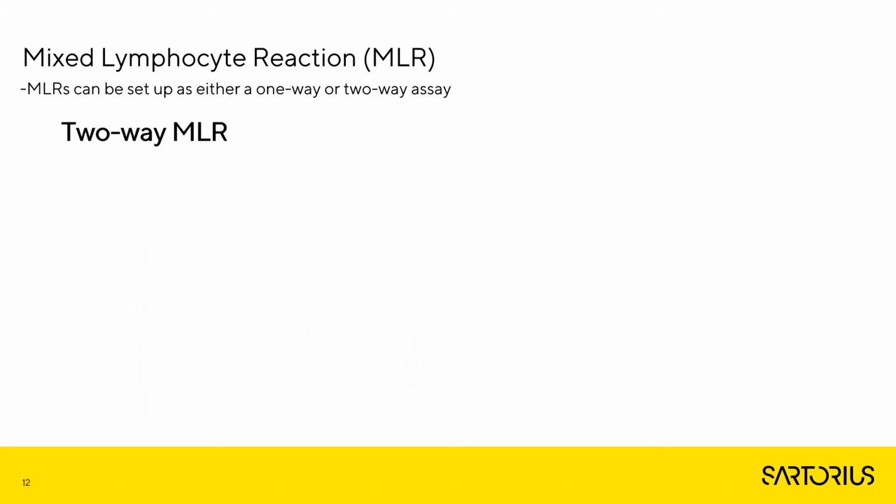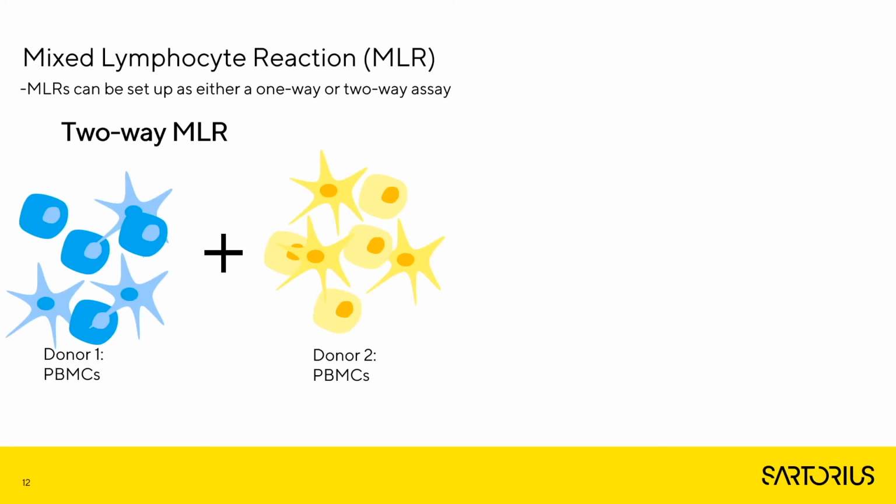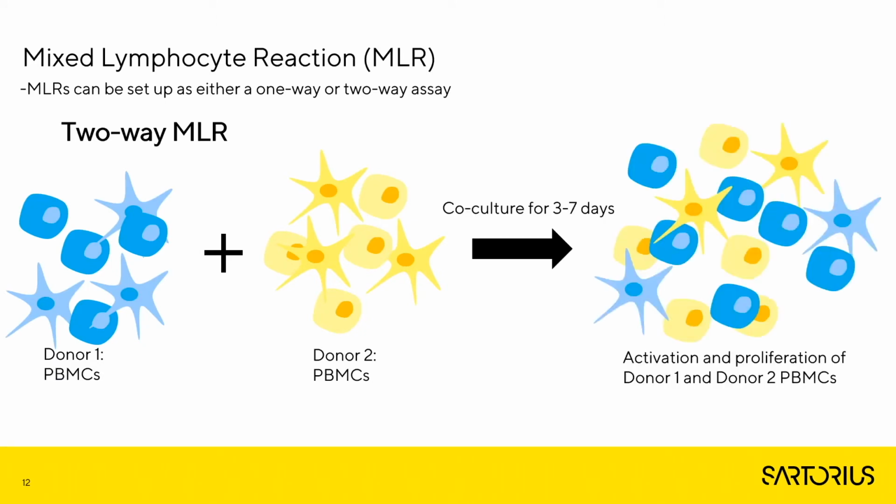Two-way MLR is very similar, except that rather than co-culturing isolated immune cell populations, instead PBMCs from two donors are combined at a 1-to-1 ratio. And this creates a two-way activation response with the DCs from each donor activating the T cells from the other donor. So the result is activation and proliferation of both donor 1 and donor 2 T cells.